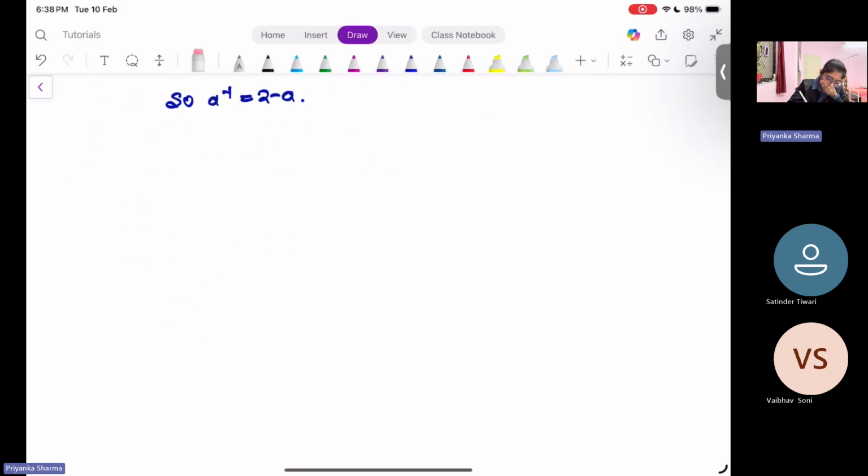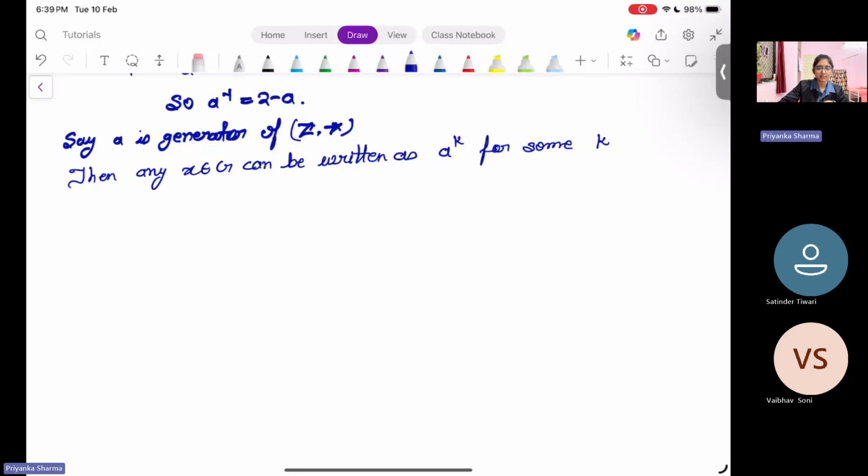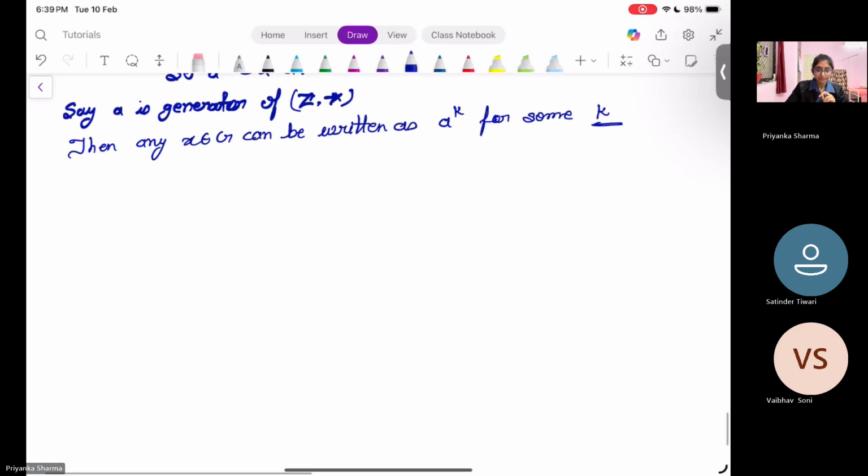So suppose A is a generator of Z star. Okay. Then any X belongs to G can be written as A to the power K, right? For some integer K. Okay.